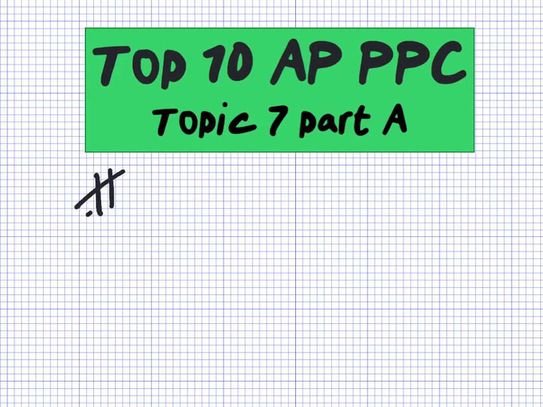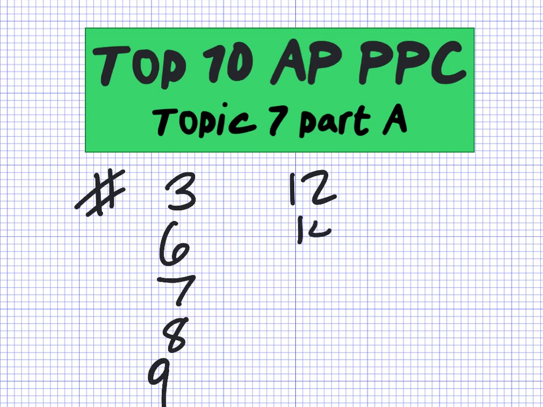Unfortunately we can't go through every single question, but we will try to cover the top 10 that were missed most often for progress check part A. We'll be covering number 3, 6, 7, 8, and 9, 12, 14, 16, 18, and 20. Let's go ahead and get started with number 3.